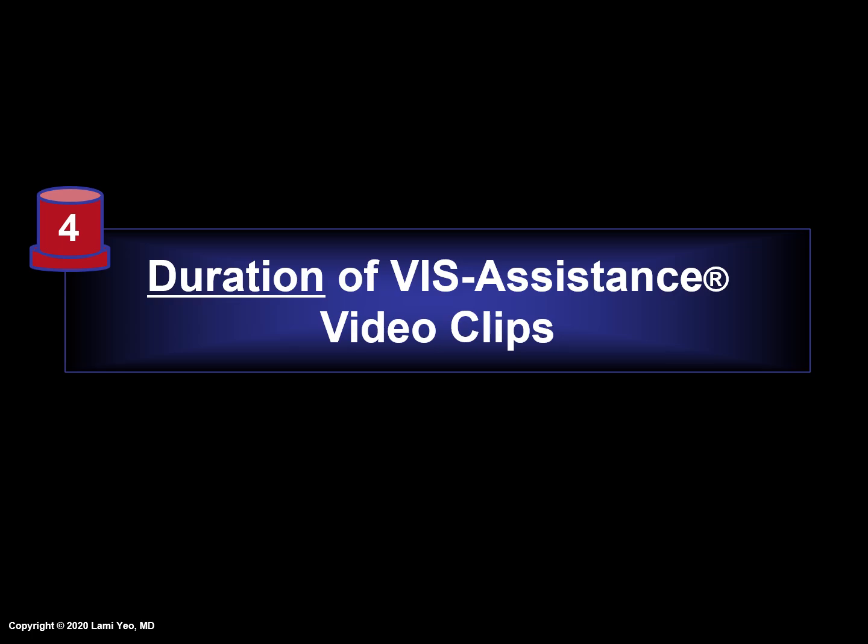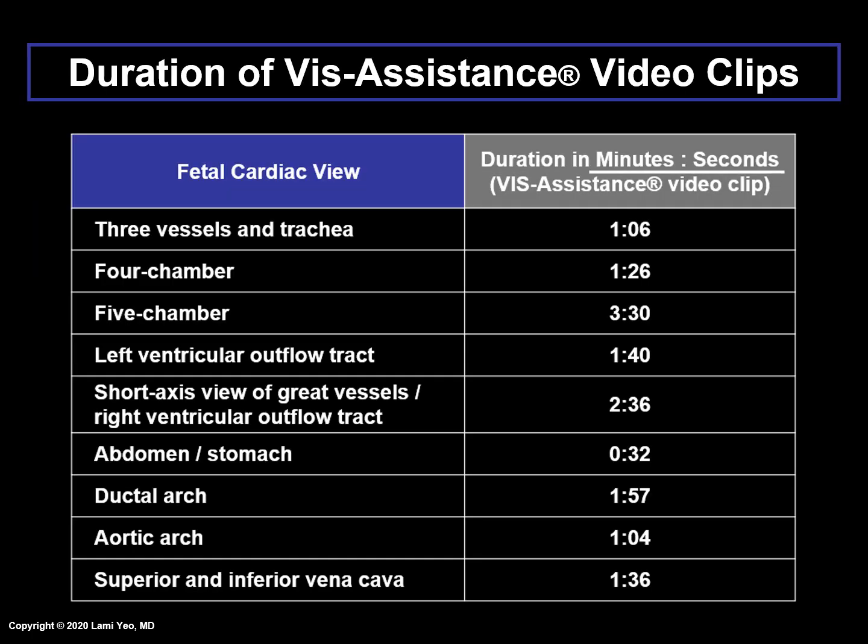The duration of VISA Assistance video clips will, of course, depend upon the number of frames within the video clip. Therefore, it makes sense that the 5-chamber VISA video clip has the longest duration at 3 minutes and 30 seconds, since it has the most number of frames. In contrast, the abdomen-stomach VISA video clip is only 32 seconds long because it contains the least number of frames.